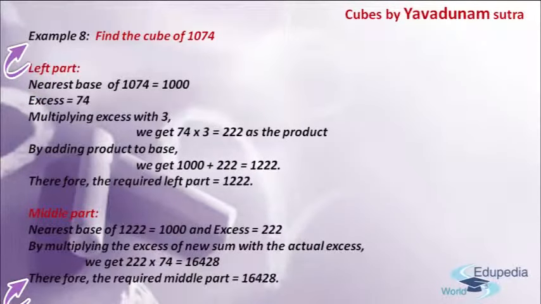After completing the process of the middle part and moving to the process of the right part, the first and the last step is to find the cube of the actual excess. Here the actual excess we have got is 74. If you find the cube of 74, we get the required right part. Here the actual excess is 74 and it is a 2-digit number, so finding the cube of a 2-digit number is somewhat difficult for us.